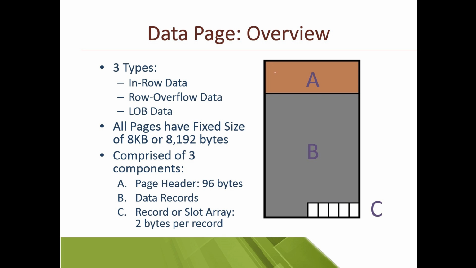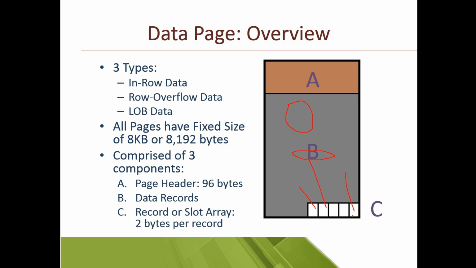And then, as you can see here from this little diagram, data pages have three components. The page header stores a wide variety of metadata about the given page. Those 96 bytes in every single data page is lost. It's kind of a waste. Data records just get thrown haphazardly into B. I say haphazardly because in C is where we have what's called the record or the slot array, 2 bytes per record, and this is actually a pointer to the actual record within the data page.